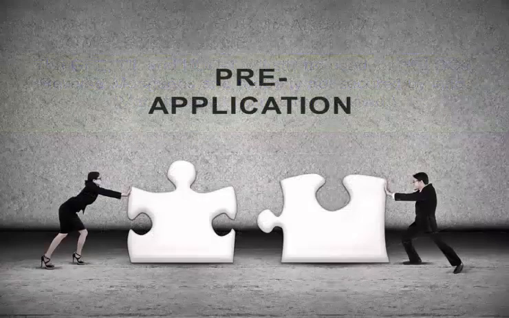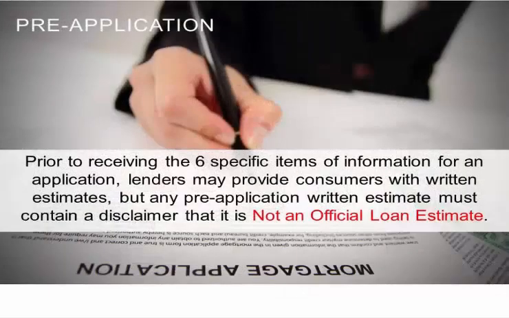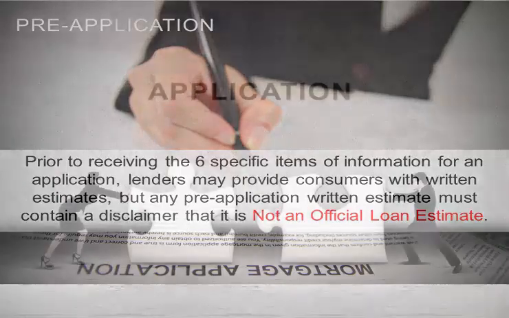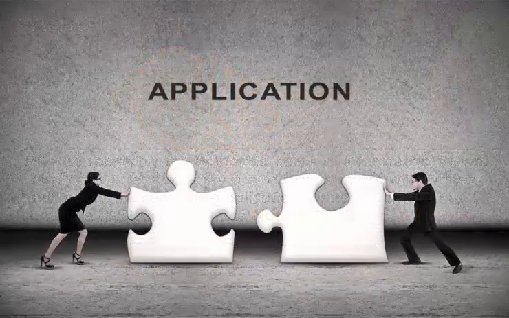So let's talk about pre-application. Prior to receiving the 6 specific items of information, lenders may provide consumers with written estimates, but any pre-application written estimate must contain a disclaimer that it is not an official loan estimate. And next we'll move on to application.